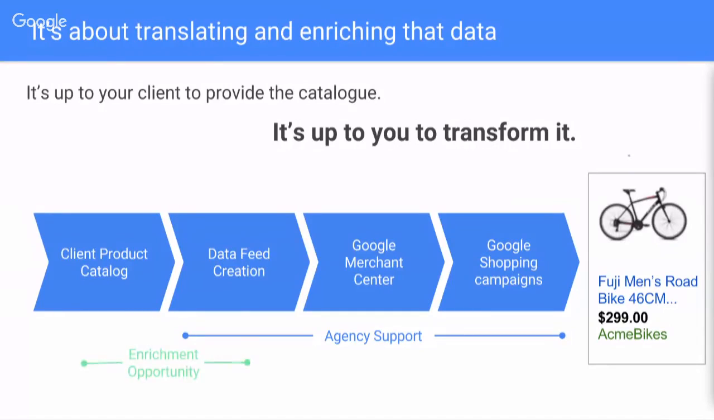Now, there's an opportunity to enrich this data before it turns into that data feed, before we actually create it. We're taking this client product catalog and turning it into a really robust and interesting data feed. Once it's fed into the Merchant Center and goes into these shopping campaigns, we're going to have amazing ads that get the best possible results for your end clients. We're going to talk about how we can do this.